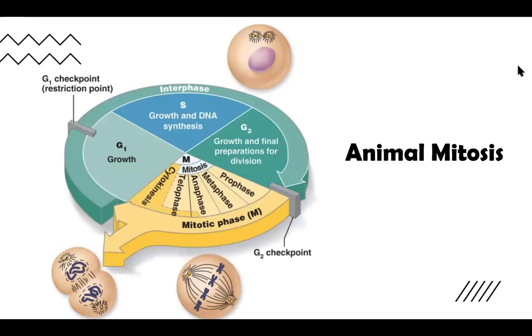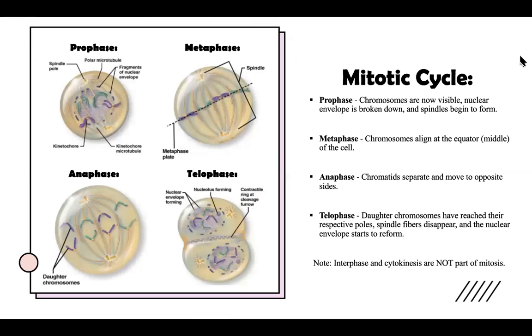This is our model presentation on the animal mitosis cycle. As you can see, a cell spends the majority of its time in interphase, followed by the mitotic phase, which includes prophase, metaphase, anaphase, and telophase. Afterwards, the cell goes into cytokinesis, which is the separation of the cytoplasm, resulting in two identical daughter cells. However, we would like to clarify that interphase and cytokinesis are not part of mitosis.